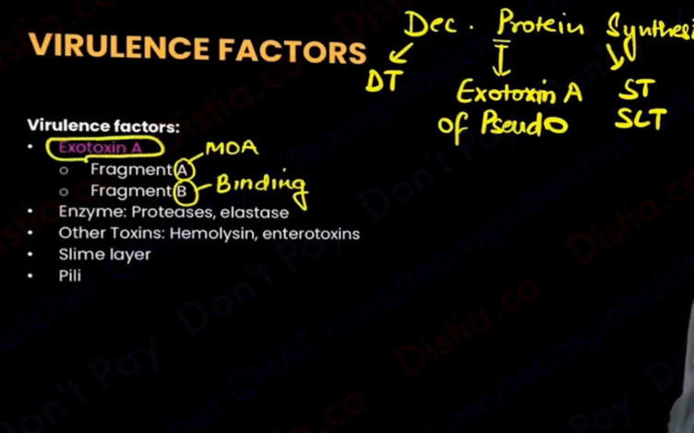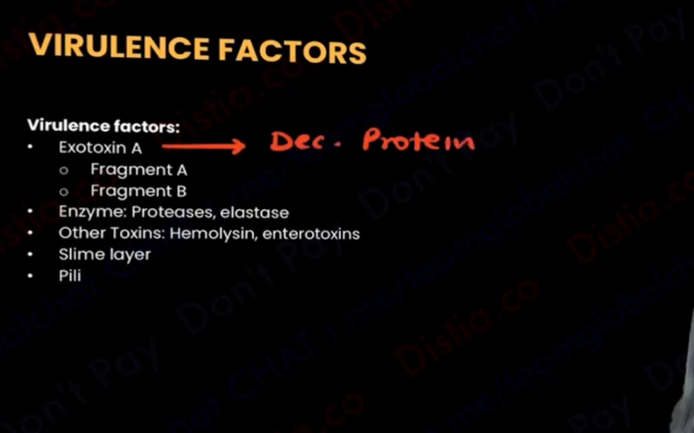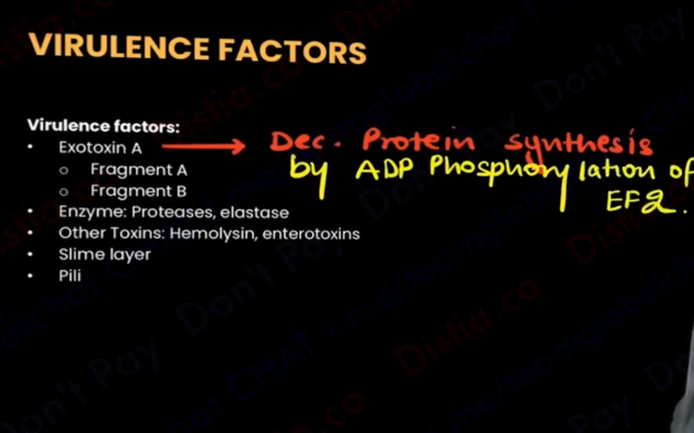And how does it decrease the protein synthesis? So now I can clearly tell you, how is this exotoxin A going to decrease the protein synthesis? Tell me guys, by acting on elongation factor 2. Yes, it is going to cause the ADP ribosylation of the elongation factor 2, and then it is going to cause a decrease in protein synthesis. So this is the main virulence factor.